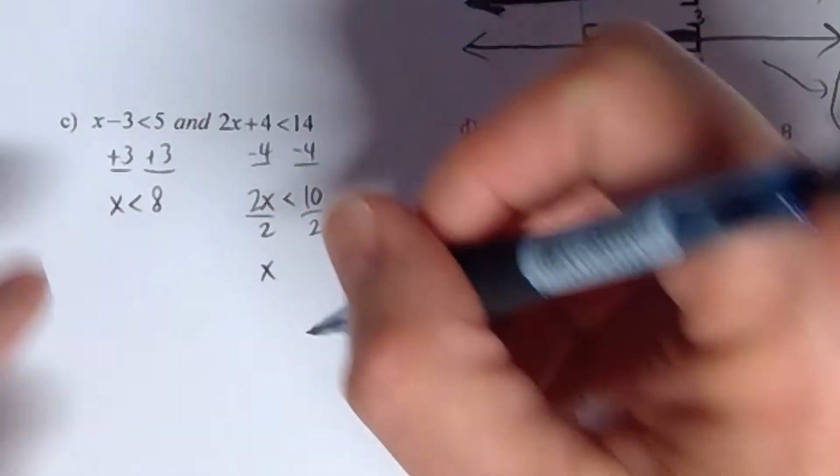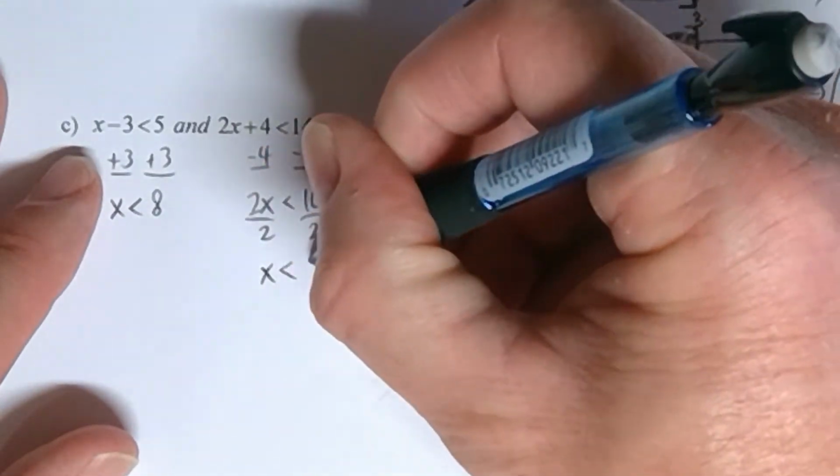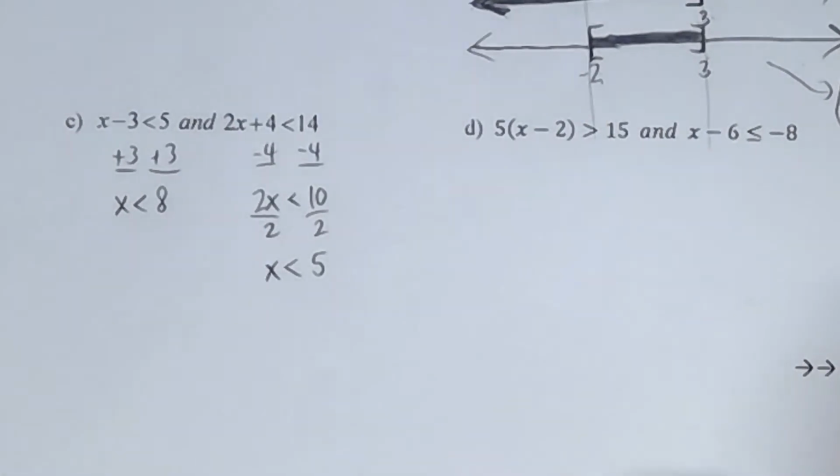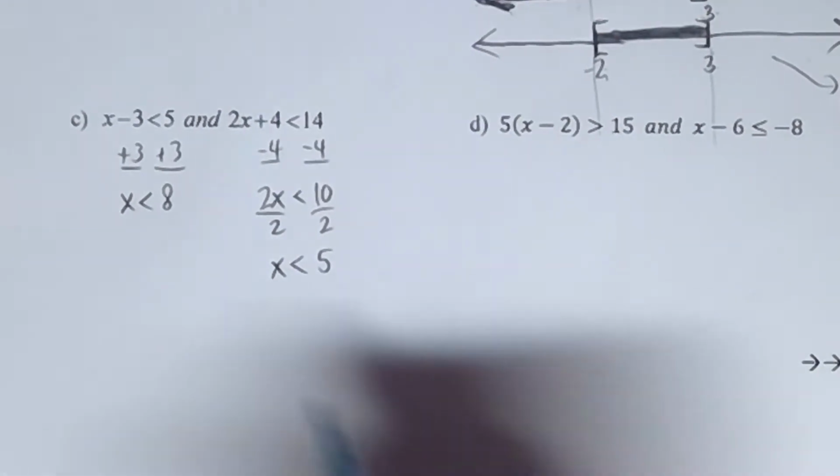Since we're dividing by +2, you don't have to flip the inequality. And then we got x by itself there.